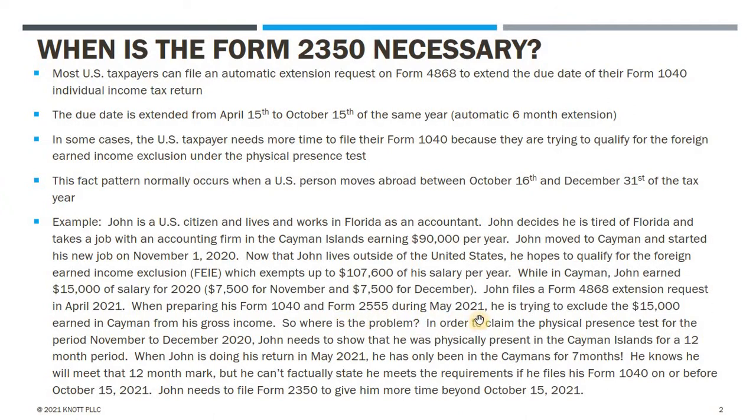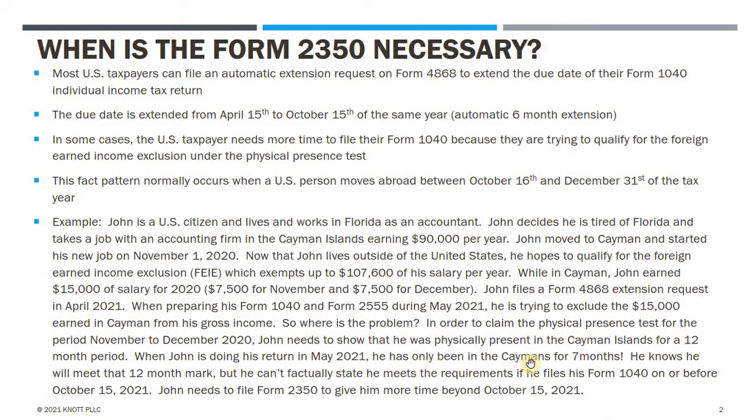So he's doing this in May 2021. He's trying to exempt the $15,000 he earned in 2020 from his gross income. He's trying to do that under the Foreign Earned Income Exclusion. So here's the problem. In order to be able to claim that physical presence test to get the Foreign Earned Income Exclusion for these 2 months, he's got to show that he was physically present in the foreign country for a whole 12-month period. Now, when he's doing his return in May, he's only been in the Caymans for 7 months, right?